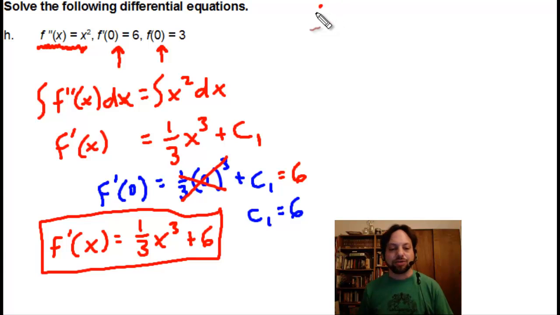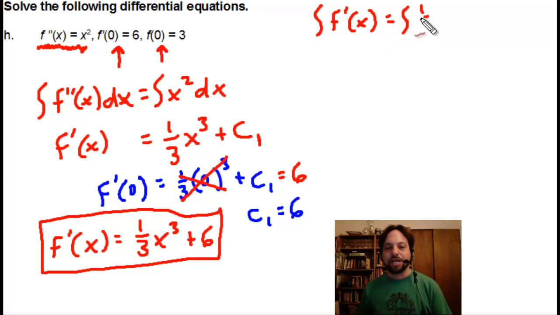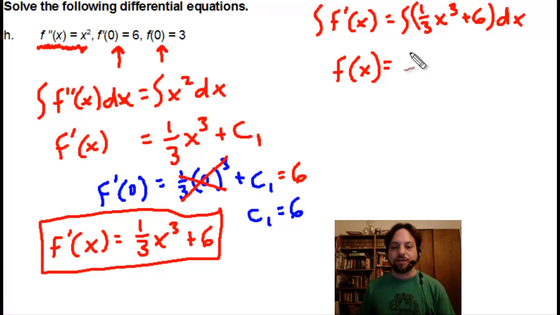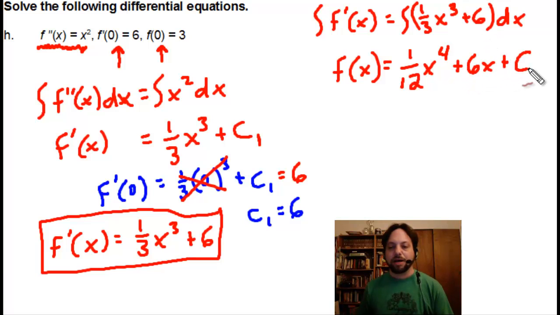Well, I'm going to integrate my velocity, and when I integrate velocity, what I'm going to get is my position. And that is what I'm looking for. So let me go ahead and rewrite all this stuff here. As you can see, I'm integrating the velocity, and that's going to give me f of x, the position. Over here, I'm actually going to get 1/12 x to the 4th, 6x, and finally plus c sub 2 this time.